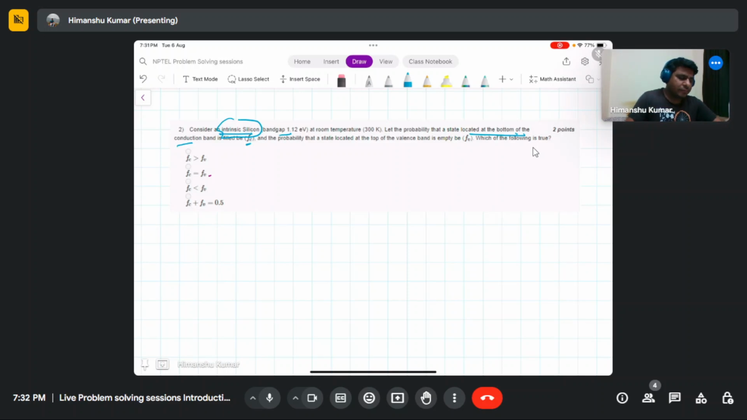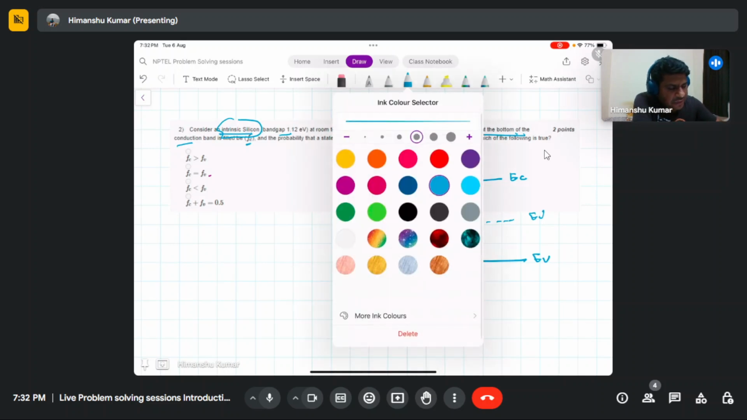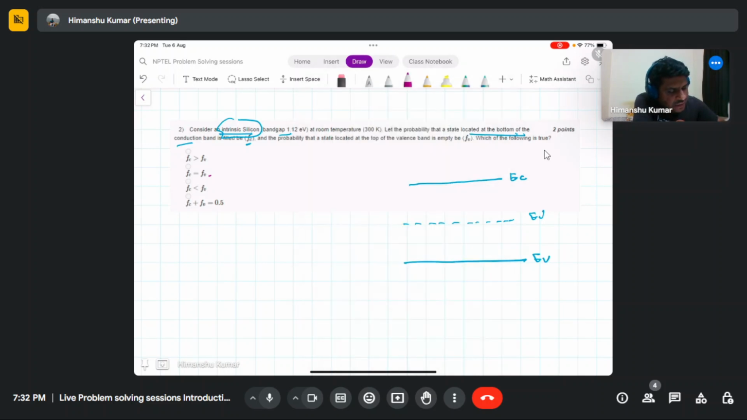So if you consider a band, this is the conduction band, this is the valence band, and this is the intrinsic energy level EI. For an intrinsic semiconductor, the Fermi level will lie closer to EI, so this will be equal to EF.